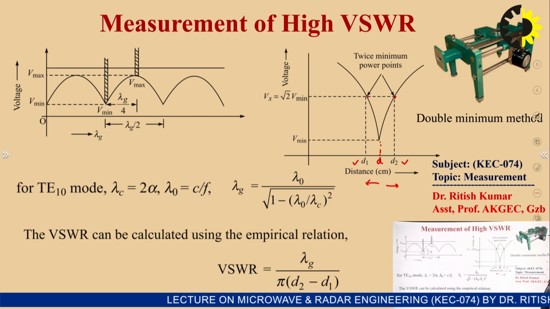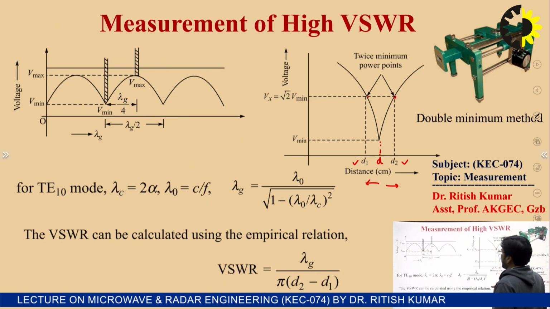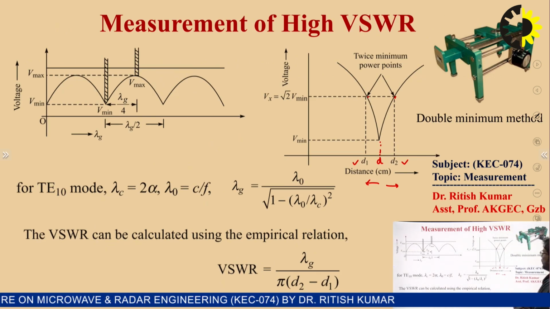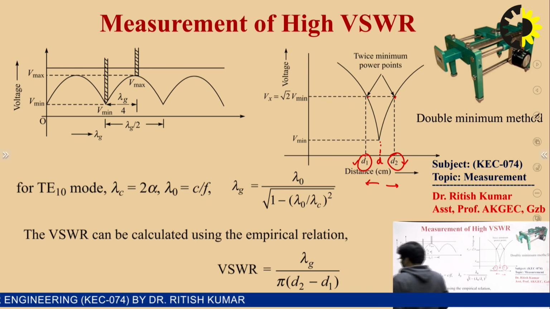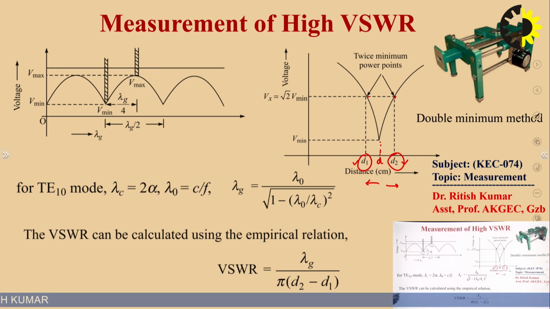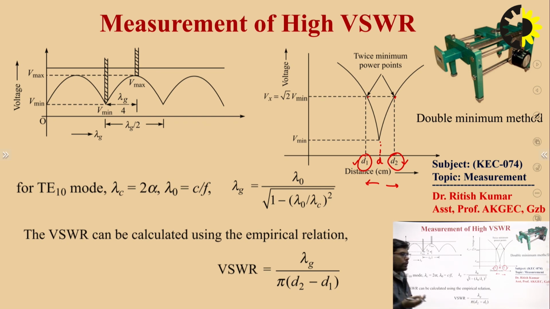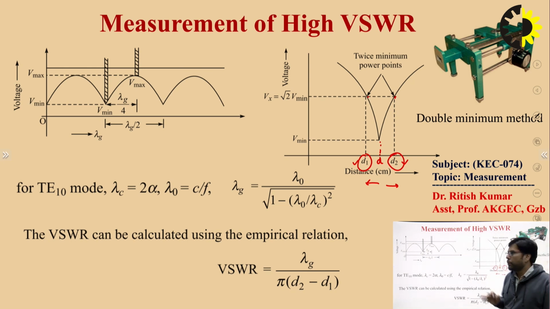First you have to move in the forward direction, then you have to move in the backward direction, right? So suppose this is the D1 point and this one is the D2 point. And in this you need to find the value of the operating frequency or operating wavelength. Then you need to find two minima points.